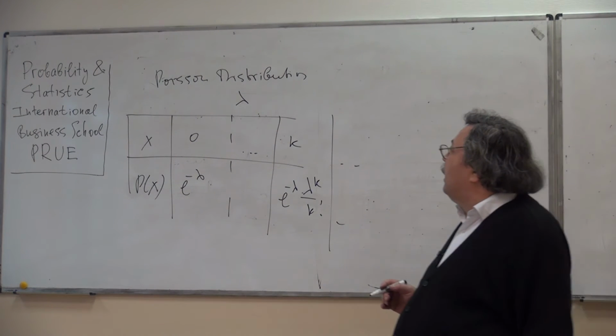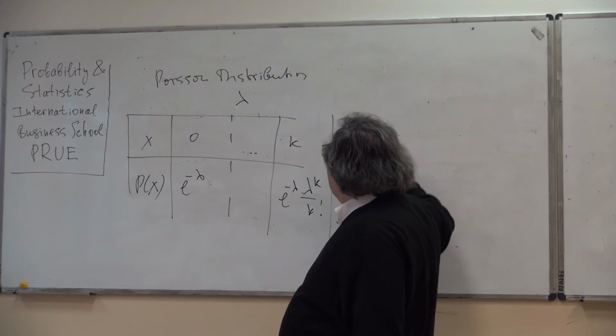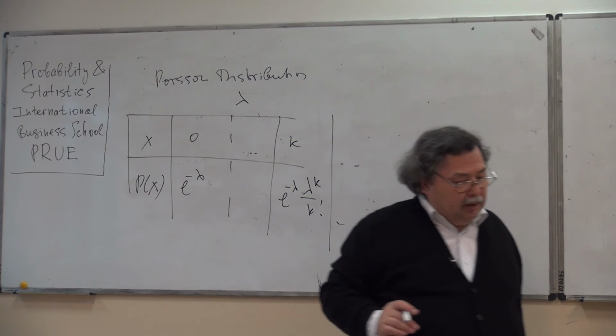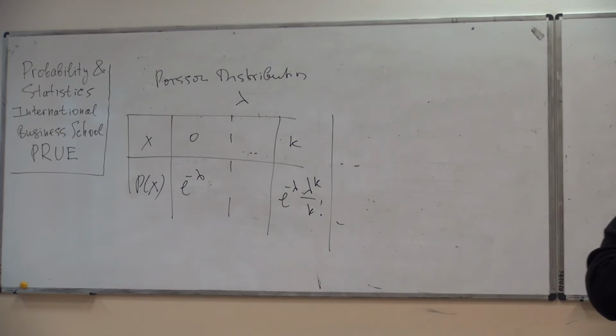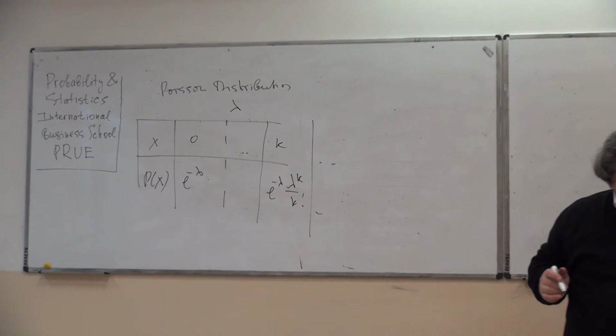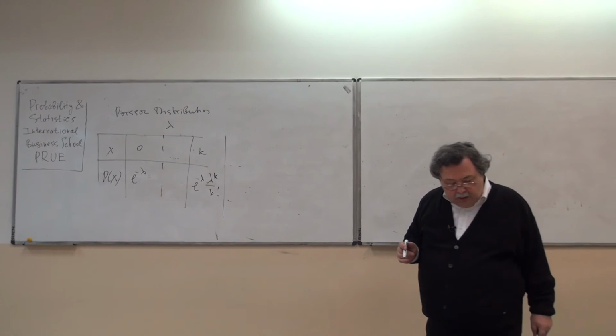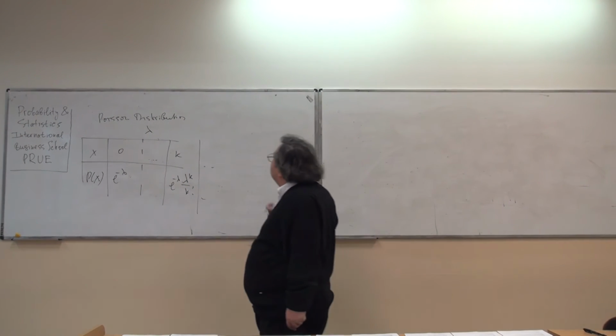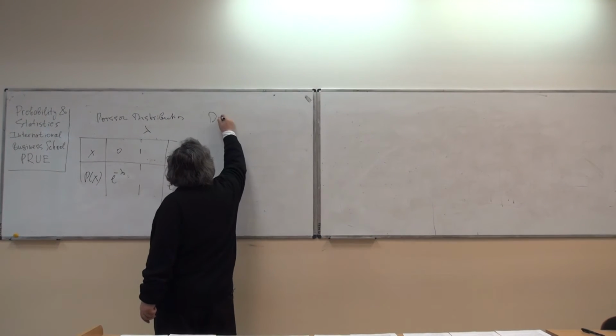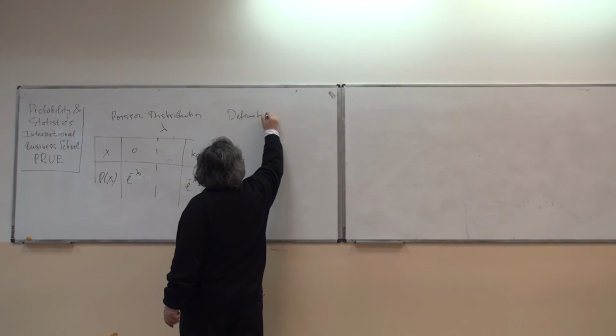Okay. All right. Now, all the examples of random variables that I have mentioned so far refer to the category of discrete random variables. Definition.